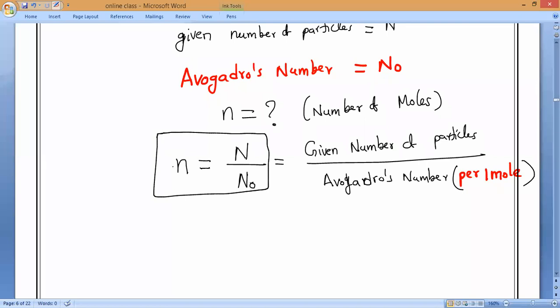When given mass, what is the formula? When given particles, what is the formula? Okay? Yes, sir. Yeah, write it.